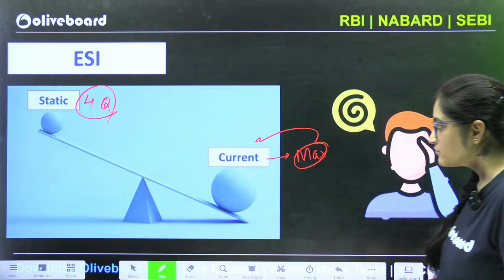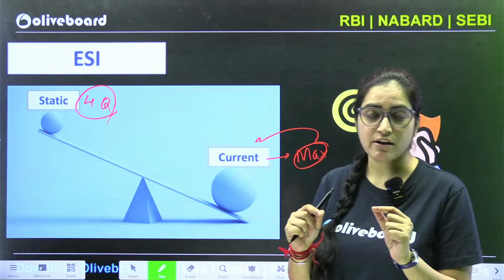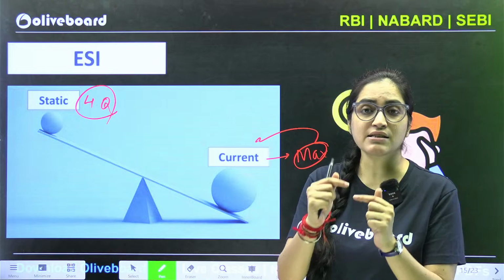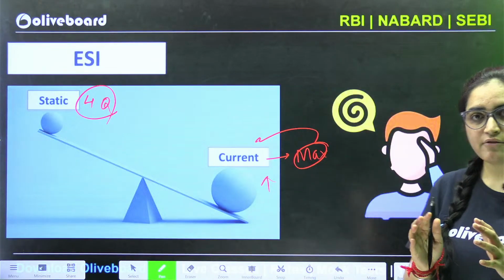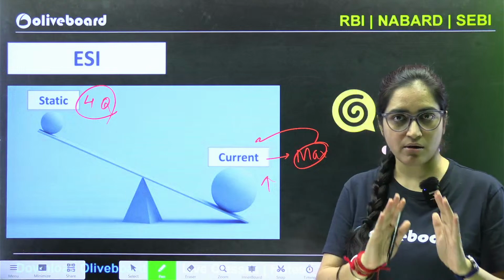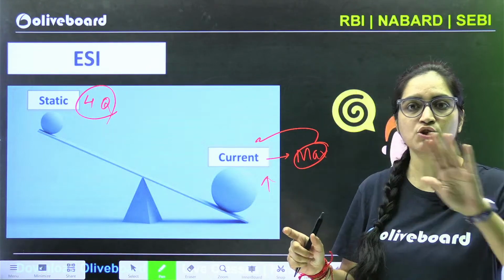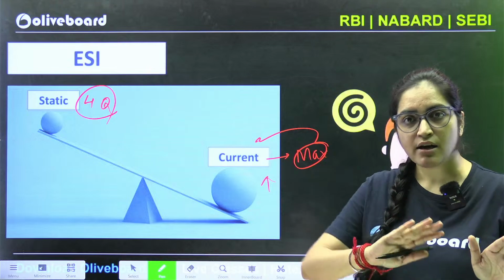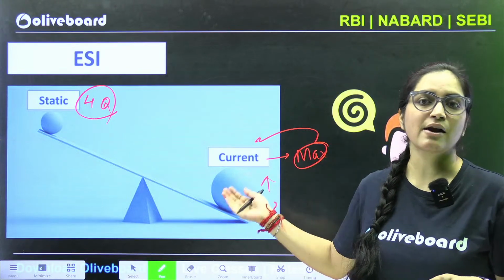Now, should you leave the static portion? A complete no, cover it. But what should be revised again and again is your current portion. So for current, in the course you'll have segregated topics in which reports will be covered separately, in which schemes will be covered ministry wise. So certainly that will help you out.